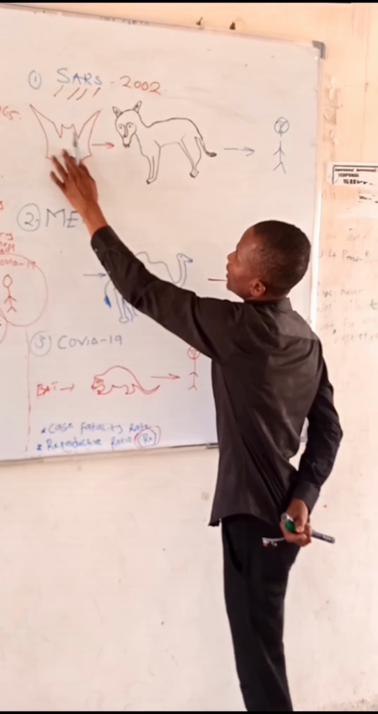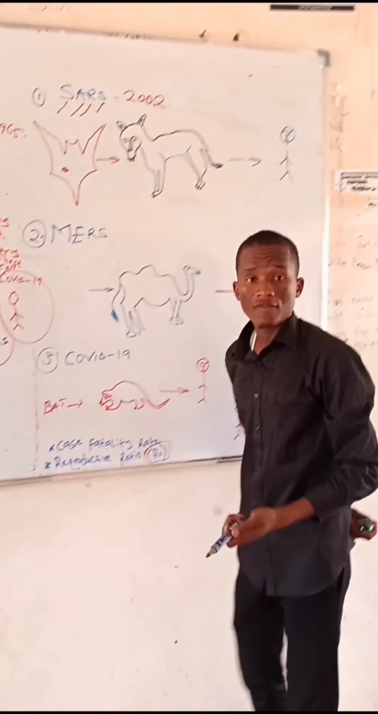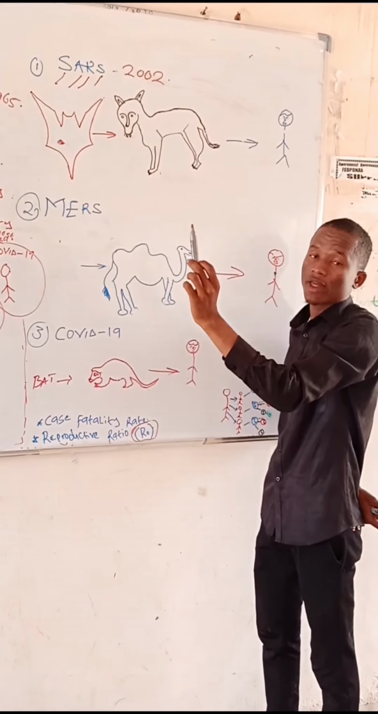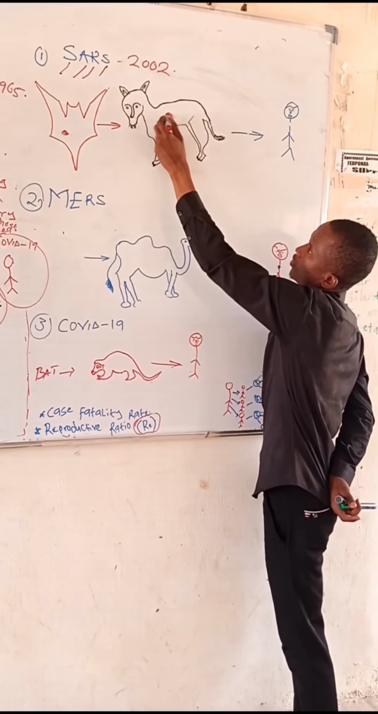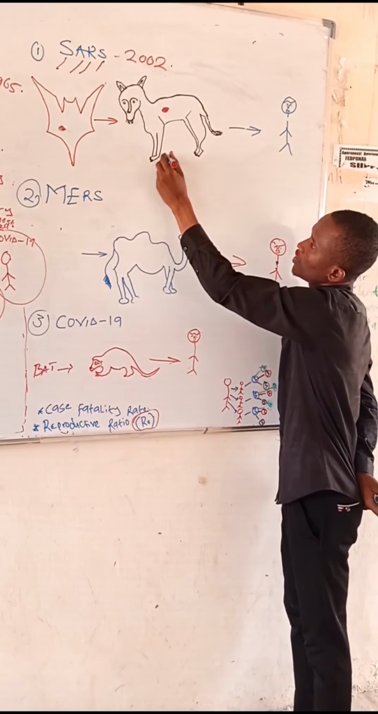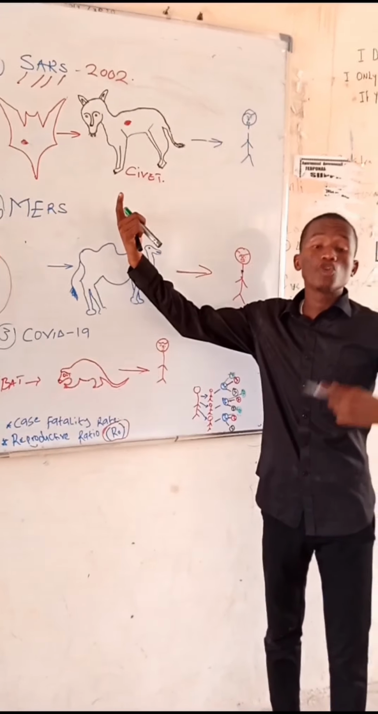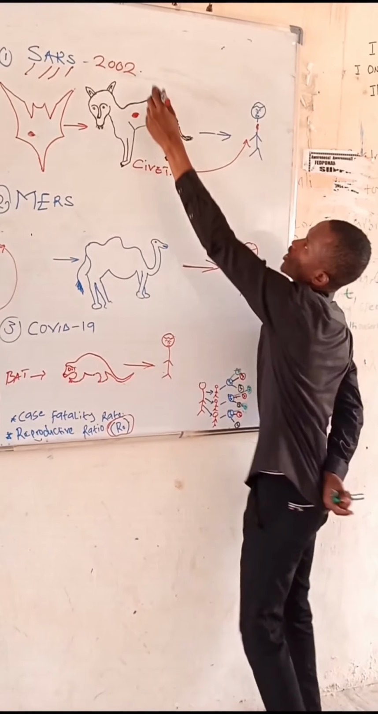As I told you, the bat is the animal reservoir. Bat already has the virus, you know that. So in the bat, the virus mutated in such a way that it can cause infection in another animal. The animal infected is believed to be a civet. Within the civet, this virus mutated again. It mutated and caused the SARS outbreak in humans in 2002.